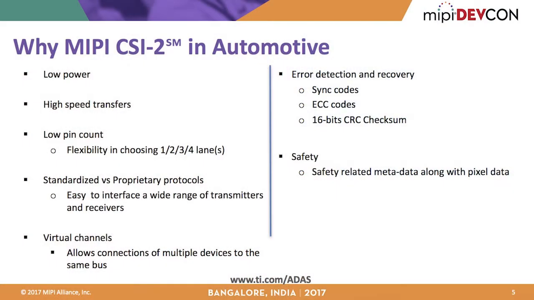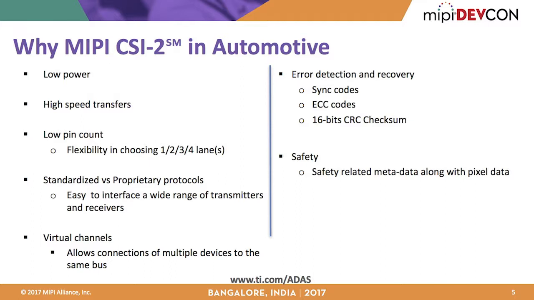So summarizing why MIPI CSI2 in automotive: A, low power. Compared to the traditional parallel interfaces, it can do the job at much lower power. High speed transfers. Because of differential signaling, the clock lane and data lane can be clocked at very, very high frequencies. That results in high speed transfers. Low pin count. As I said, for the very minimal CSI2 system, you need 2 pins for clock, 2 pins for data. So with a 4-pin interface, you can have a very high bandwidth, like up to 1.5 gigabits per second per lane, but you can scale it up.